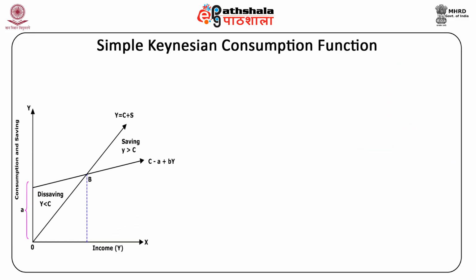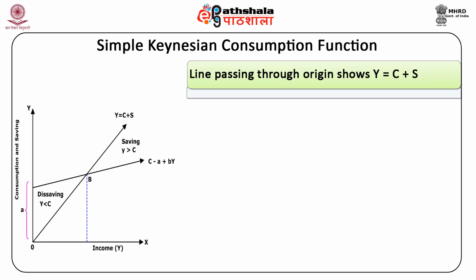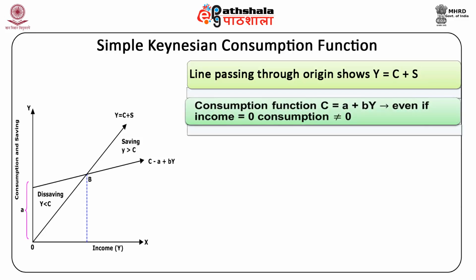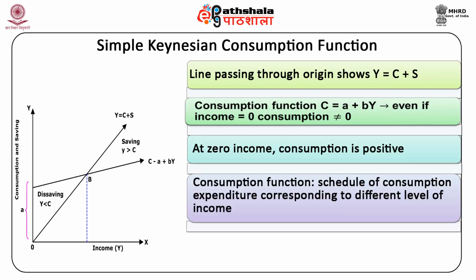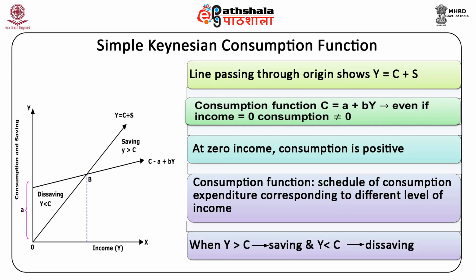In the given diagram, income is measured on the x-axis and consumption and savings are measured on the y-axis. The line passing through the origin shows income is equal to consumption plus savings. The consumption function, which is C = A + BY, indicates that even if income is zero, consumption will not be zero. In other words, at zero income, consumption is positive. Thus, the consumption function is a schedule of various amounts of consumption expenditure corresponding to different levels of income. Also, when income is greater than consumption, there is savings, and when income is less than consumption, there is dissavings.